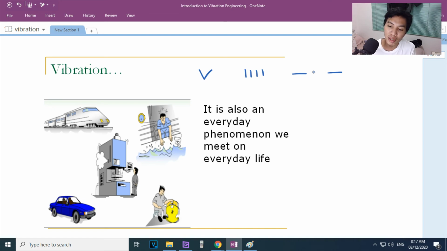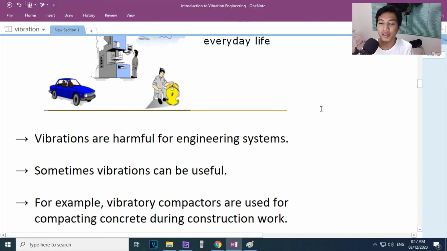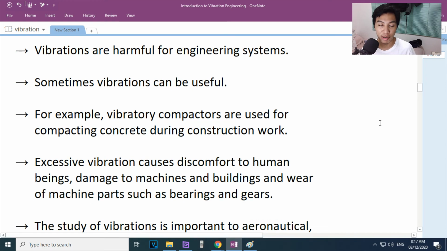And vibrations. When you create music, you are producing vibrations, or when you produce vibrations, you are creating music. Hindi ko lang alam kung maganda, or good, or bad. I don't know. So, vibrations are harmful for engineering systems. Kasi nga, unwanted vibrations create wear and tear and disruption to your engine performance. Sometimes, it can be useful.